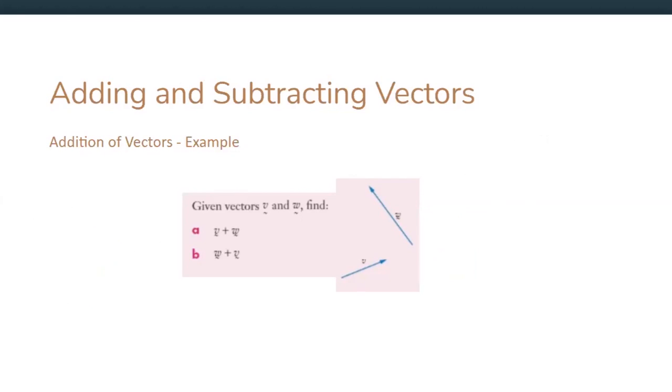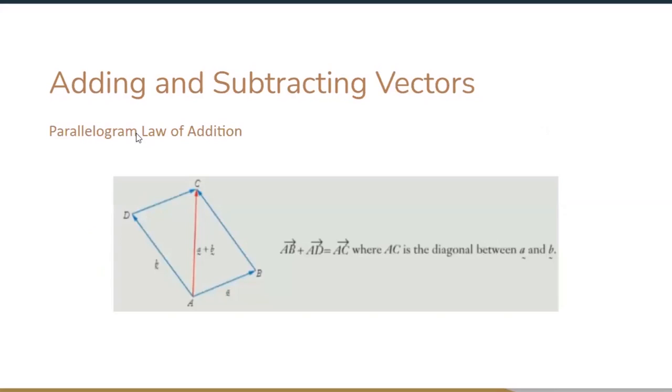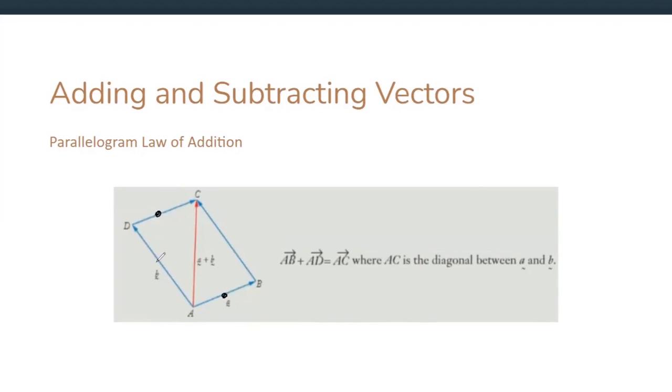Rather than just using triangular addition, we can use the parallelogram law of addition, which essentially uses this process. So instead of just making a triangle using the two vectors to add them, we actually make a whole parallelogram. Essentially, a parallelogram is a four-sided shape where it has two pairs of parallel sides that are of equal length. So this vector and this vector are the same, and this vector and this vector are the same. So this becomes a parallelogram.